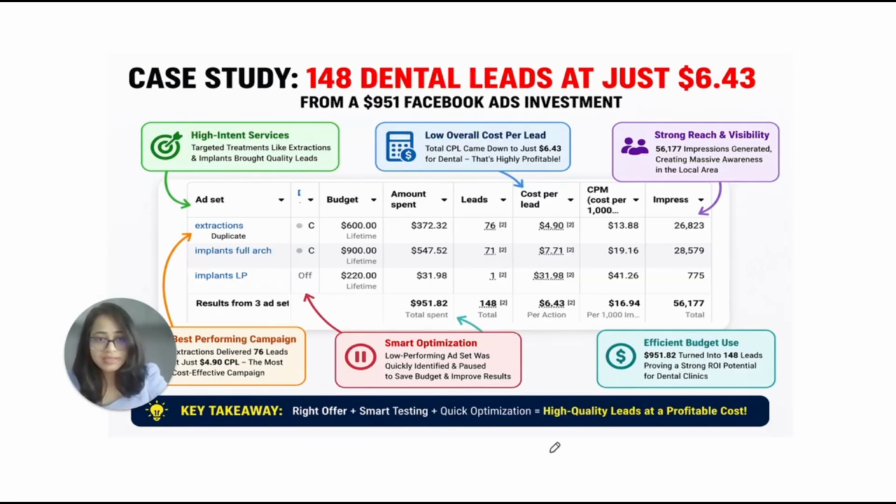Now let's move to the next campaign, which is the full arch implant campaign. Here we spent around 547 bucks and generated about 71 leads, and the cost per lead is about 7.71 bucks. Even though the CPL here is slightly higher than extraction, this is still an excellent result. Why? The reason is simple. Implants are high ticket services, so even one converted patient can generate massive revenue for the clinic, and that means even at $7 per lead, the return on investment can still be extremely profitable.